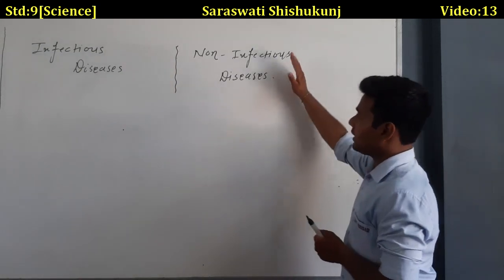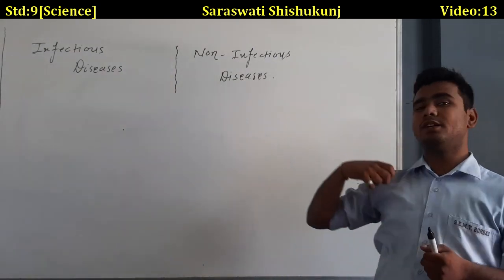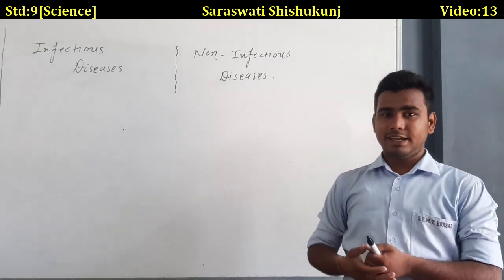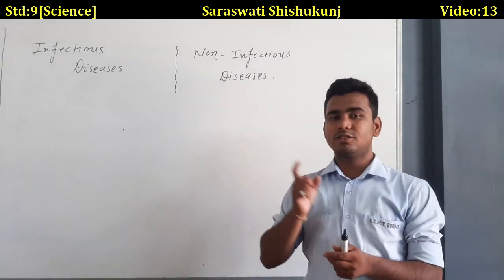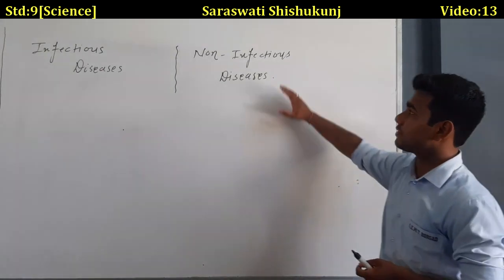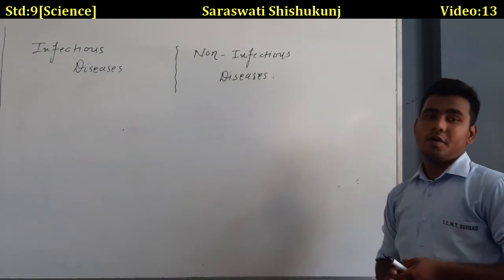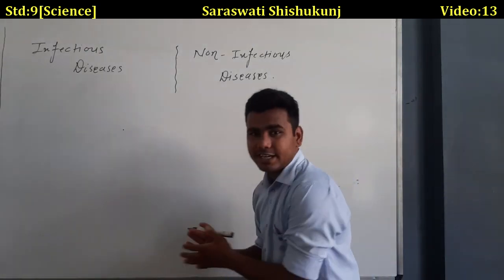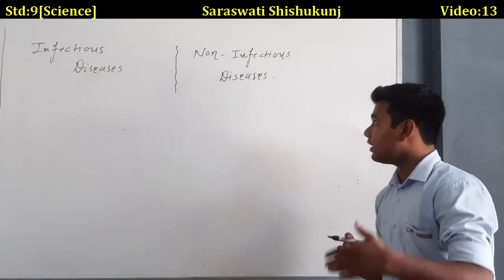Why? In a non-infectional disease, if a healthy person comes in contact with a person who is suffering from the disease, and then also the disease is not caused to the healthy person, so we will consider it as a non-infectional disease, right? So it's a very easy concept, infectional disease and non-infectional disease.